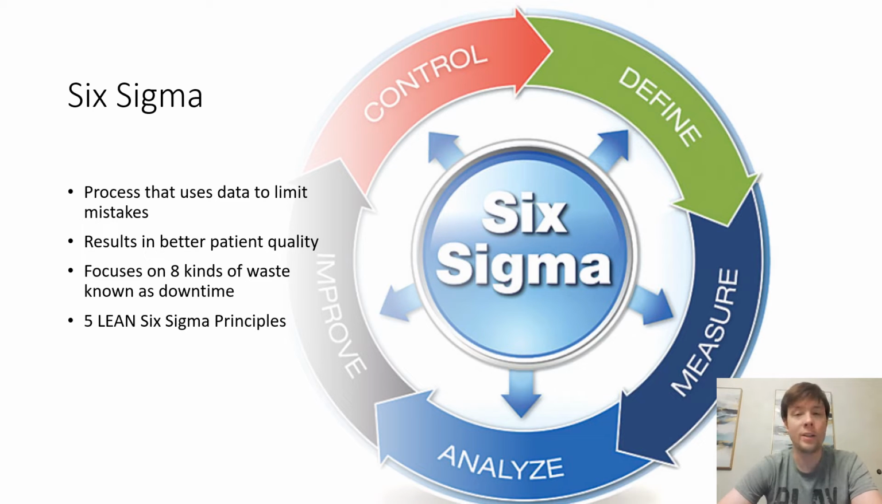Pay attention to how waste affects production, and you'll begin to incorporate both concepts into your practice. There are 5 Lean Six Sigma principles, which we will focus on in the next slide.